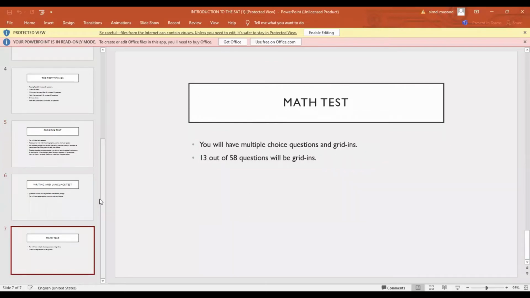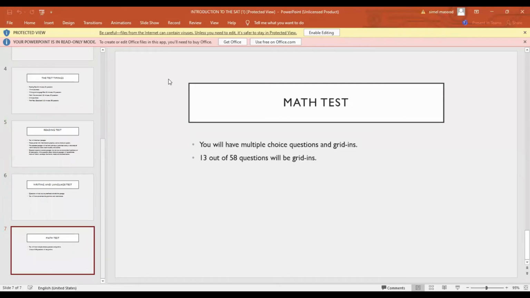In the math test, there will be multiple choice questions and grid-ins. In grid-ins, for example, the answer is coming 18.30, right? You can't write A, B, C, D, because it won't be a multiple choice question. It will be a grid-in, which means first you'll have to fill 1, then 8, then point, then 3, then 0, okay? So it will be kind of like this. It's not going to be a multiple choice question. It will be an answer where you have to fill the numbers in.